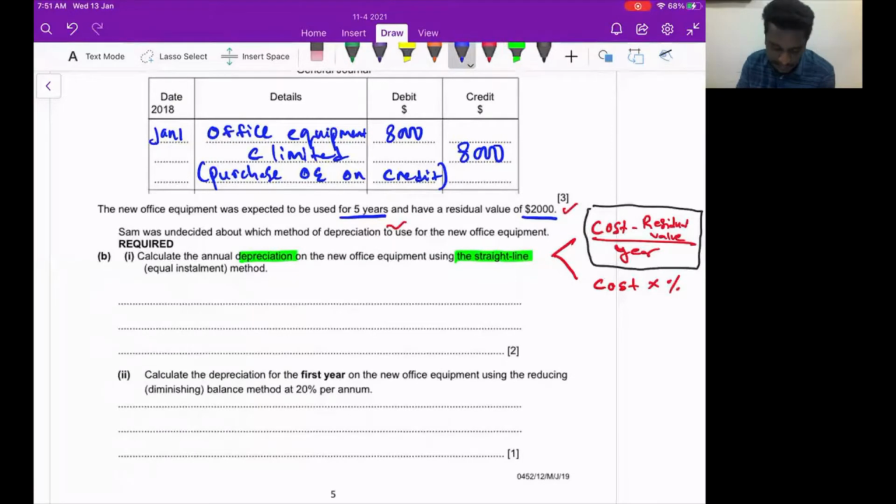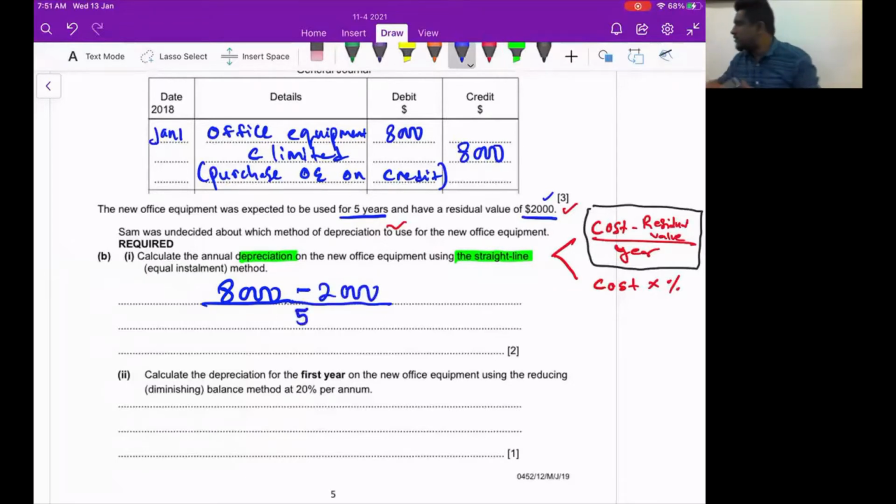So how much is my cost? My cost is 8,000 minus residual value, which is 2,000, divided by 5. Give me 1 minute, I take my calculator. 8,000 minus 2,000, divided by 5. I get 1,200. So my depreciation is 1,200.